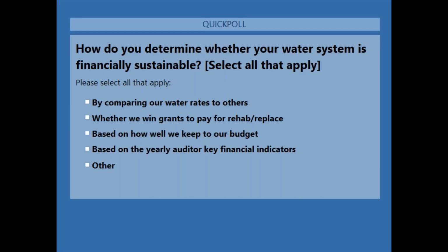Tess, if you don't mind launching that one. We're going to be talking about financial sustainability and financial performance. I'd like to know, just in general, what does your system do in order to assess whether or not your system is financially sustainable? You can select all that apply in this poll question here. If you don't represent a water system, you can either send a message in the questions box saying doesn't apply to me, or you can select other. That's fine. Really, this is just to get a general sense of what water systems are doing to assess financial sustainability.